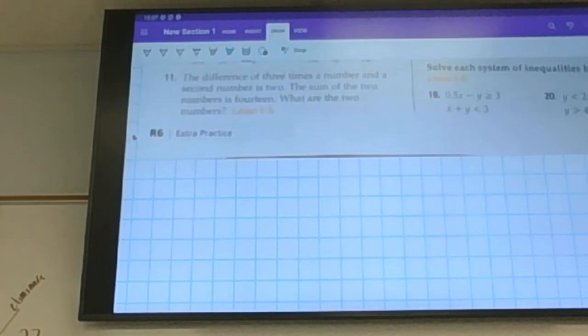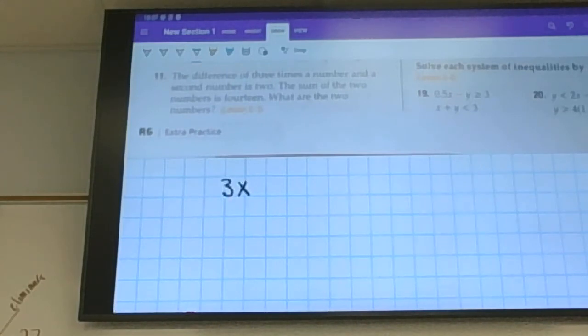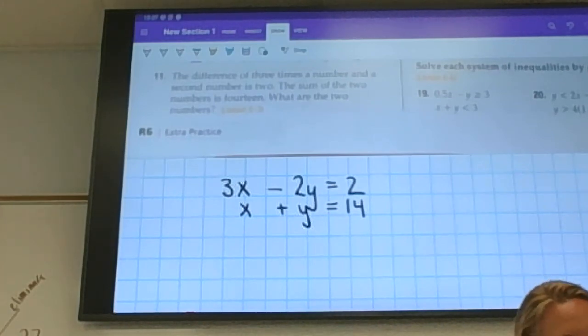Okay, here we go. Number 11. The difference of 3 times a number and a second number is 2. Difference means what? Minus. Subtraction. 3 times a number minus the second number, 2y, equals 2. The sum of the two numbers is 14. X plus y is 14. Find the numbers. So I'm going to stop here. If you guys want to try finishing it on your homework, that'd be great. If not, we'll do this in class together tomorrow.